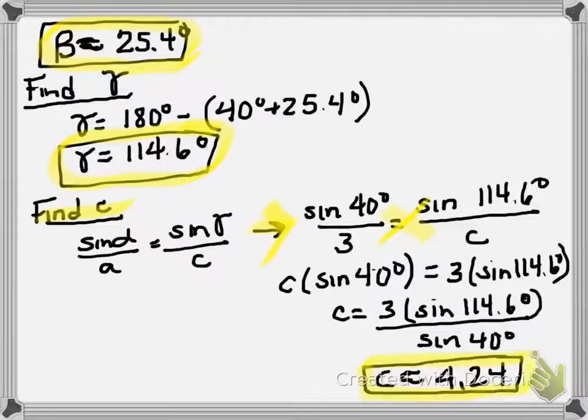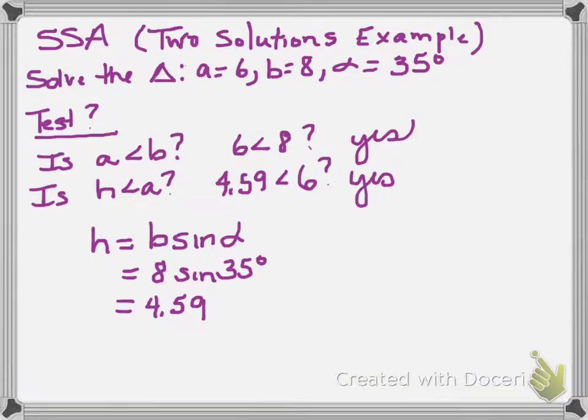So now I'm finished solving that triangle. On to the next. This time I'm going to have two solutions for my example. So I'm going to solve the triangle A equals 6, B equals 8, and alpha equals 35 degrees. So here I'm going to do my test and answer the two questions.